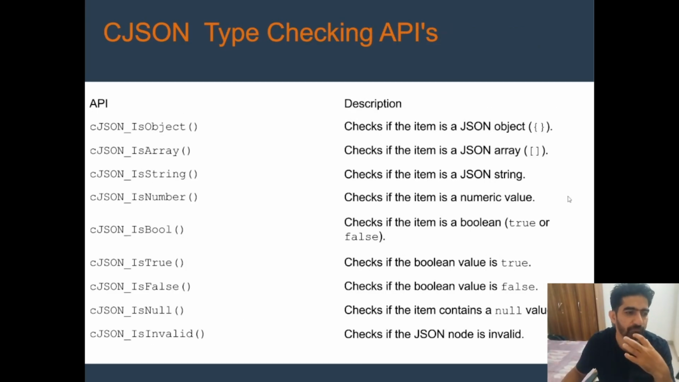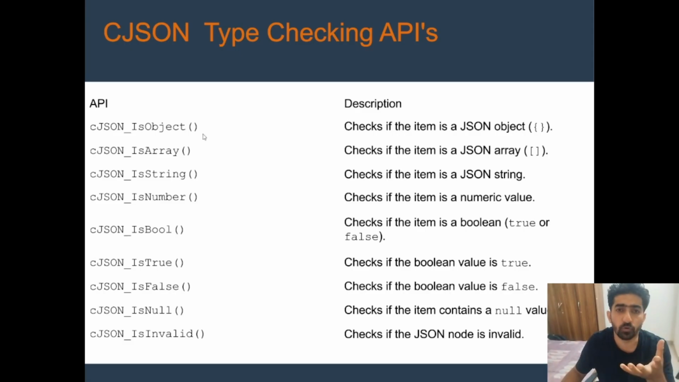So we have some more type checking APIs in this. That is cJSON_IsObject. If I need to check whether this is an object or not, we can use cJSON_IsObject. If it is an array, if it is a string, if it is a number, if it is a bool: IsTrue, IsFalse, IsNull and IsInvalid. So these are some generic APIs that we will be using to parse our JSON data.